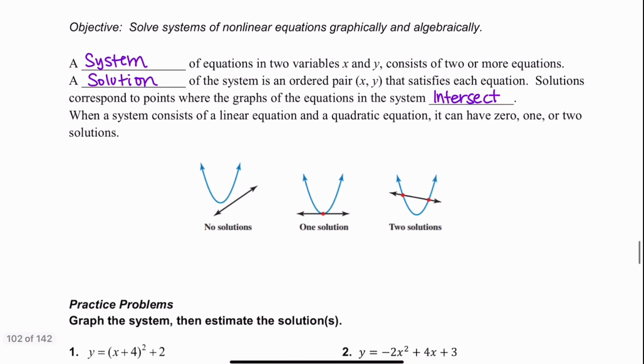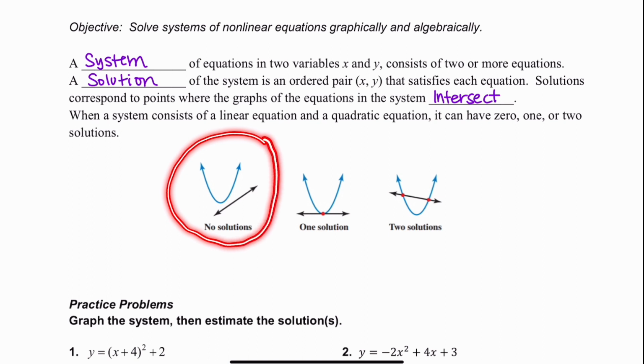So here are three examples of some graphs. These all include a parabola and a line. So it is possible for us to have no solution. That would be that the parabola and the line will never intersect. The line keeps going up forever this way, but the parabola goes in this way forever, and they never intersect.